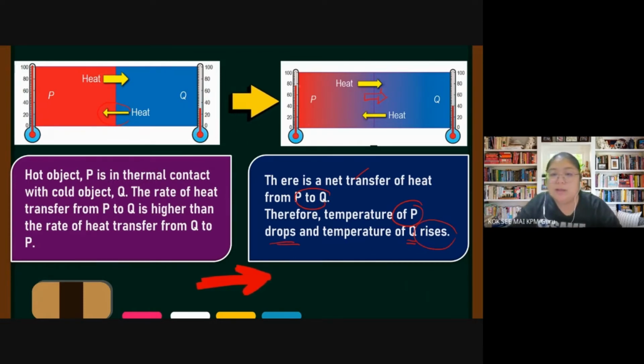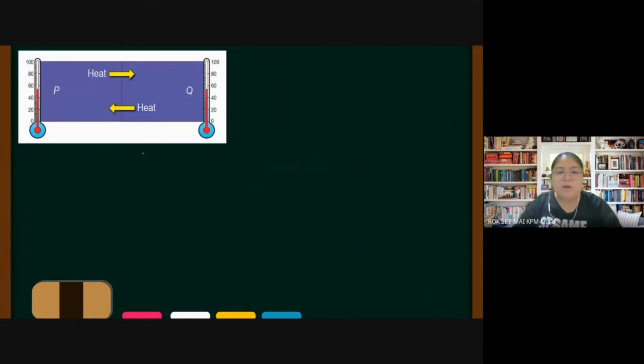So you see this one, it drops from 100 to 70-something. This one goes up from 20-something to 40. Finally, both should be the same. This we call thermal equilibrium. Both arrows are the same size already, but the heat still transfers. You cannot say there is no heat transfer now. The heat is still transferring. Maybe this one 30 joules, this one also 30 joules, left and right.